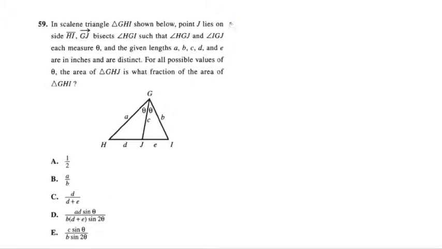That is a lot of information. You really don't need to read all of that. Just focus on this last sentence. For all possible values of theta, the area of triangle GHJ is this. Is what fraction of the area of triangle GHI, which is the whole thing. So it's going to be the area of triangle GHJ over the area of triangle GHI.